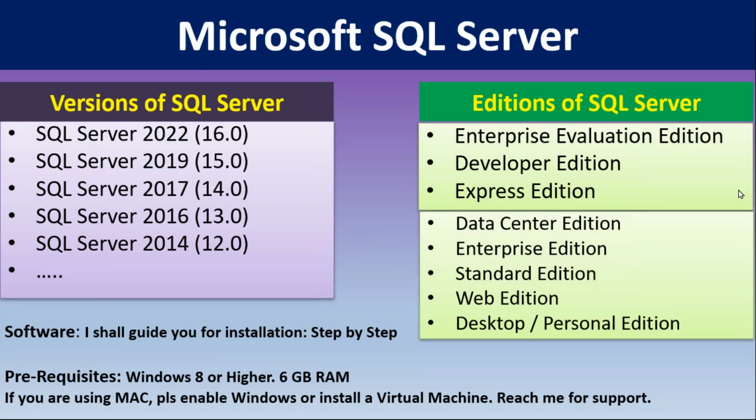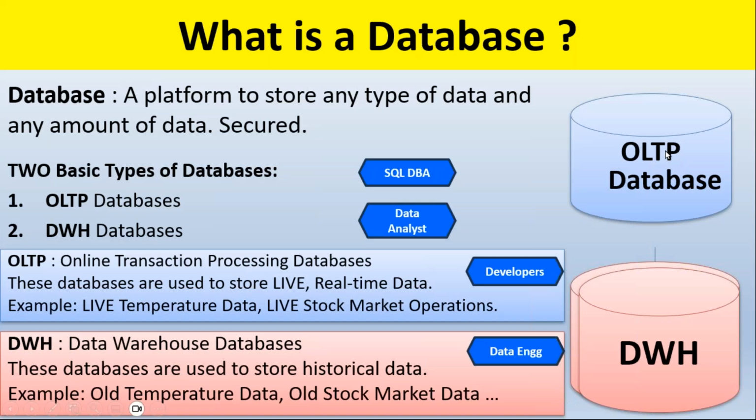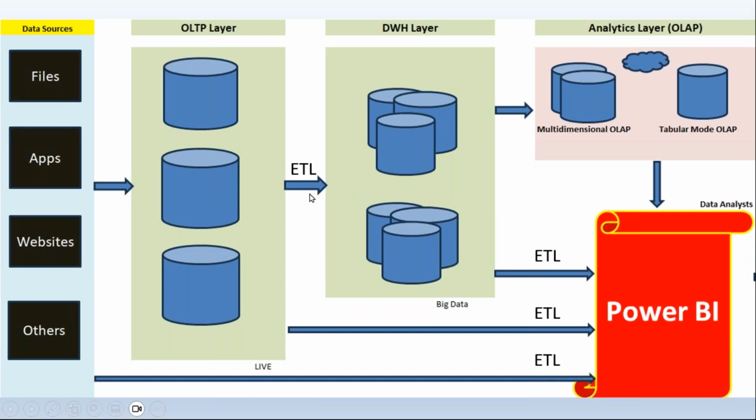Just in case anyone joined a bit late, let me recap the main base points again. What is a database? A platform to store any type of data, any amount of data. There are two types of databases. OLTP, to store live real-time data like live temperature, live stock market activities. Data warehouse, to store historical data, like temperature and old stock market operations. How are these two related? Using something called ETL.